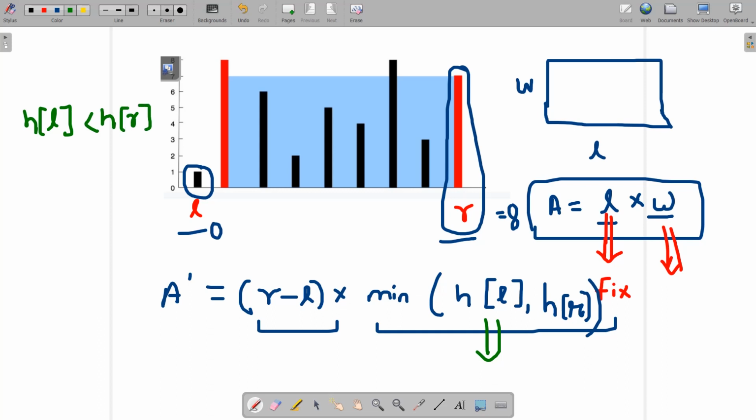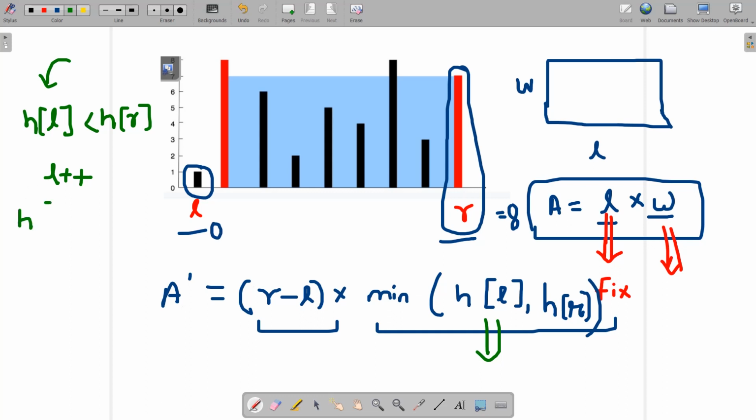When HL is strictly less than H of R, and since we need to maximize the width, we will always discard HL because that would not contribute to the maximum width. So we need to search for the maximum width. Since HR is strictly greater than H of L, we discard H of L so that we may get some maximum width that would help in maximizing the area. So whenever h of L is strictly less than h of R, we do L plus plus, in search of a maximum h of L, so that the area would be maximized.